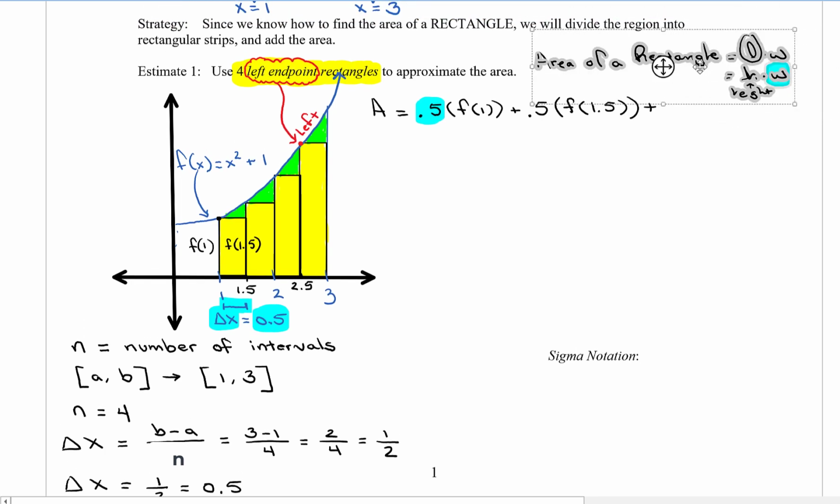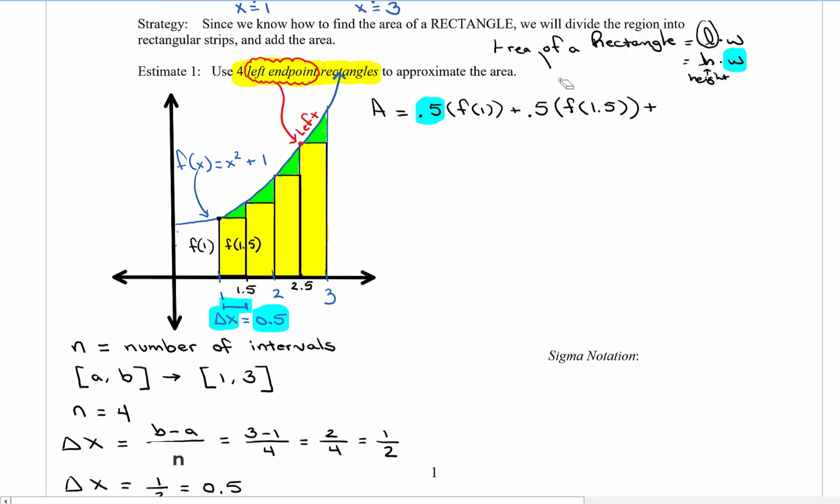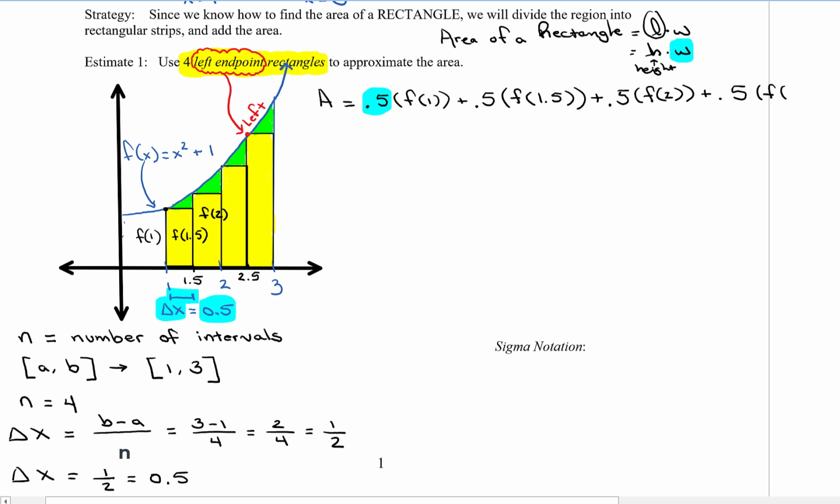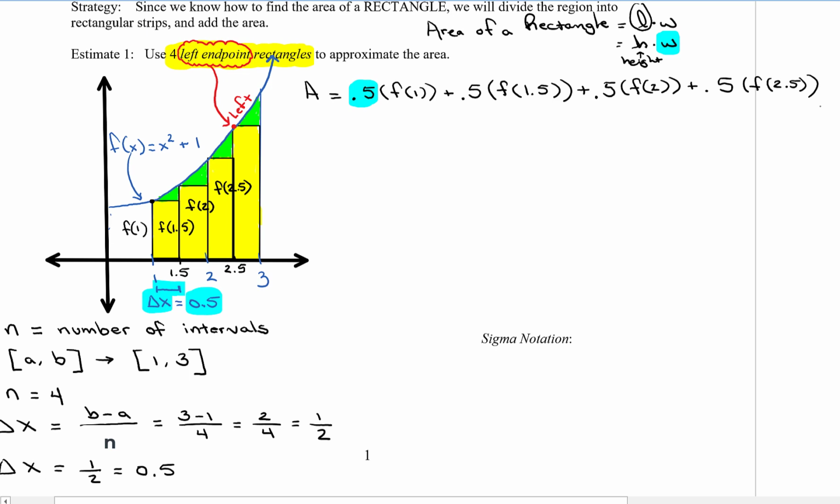I'm going to go ahead and move my area of a rectangle formula over a little bit to the left-hand side and upwards so that I have more space to write here. All right, so now continuing, plus 0.5 times f of our next rectangle's height would be f of 2, plus 0.5 times f of 2.5 is going to represent the height of the last and fourth rectangle that we have here. And then we're going to close the parentheses there. So that's going to be how we find the area of the 4 rectangles.